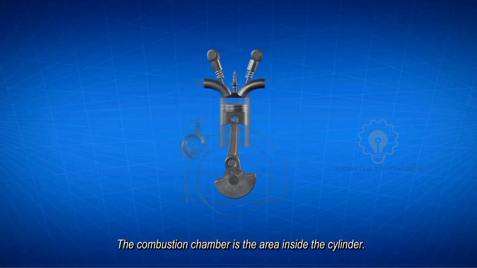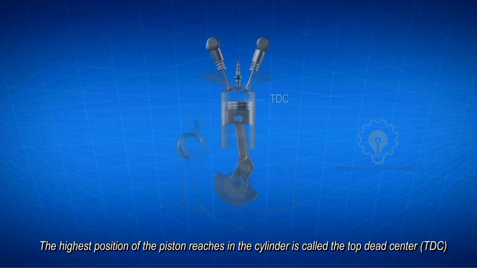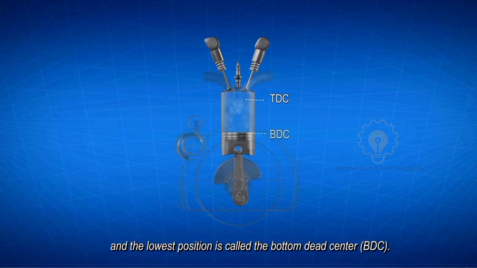Combustion chamber. The combustion chamber is the area inside the cylinder. The highest position the piston reaches in the cylinder is called the top dead center, and the lowest position is called the bottom dead center.